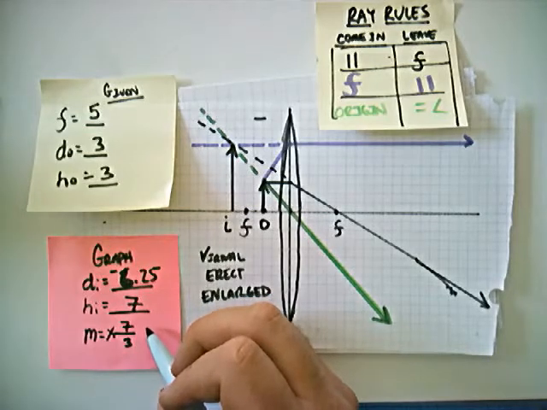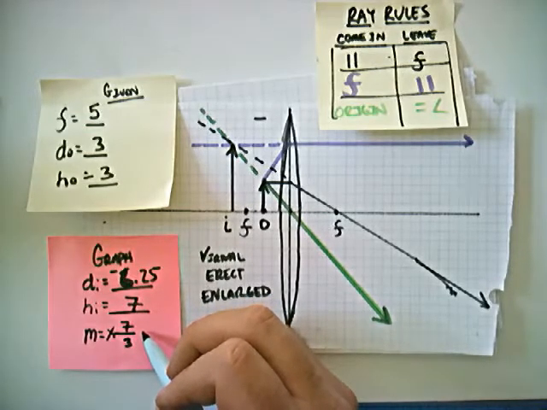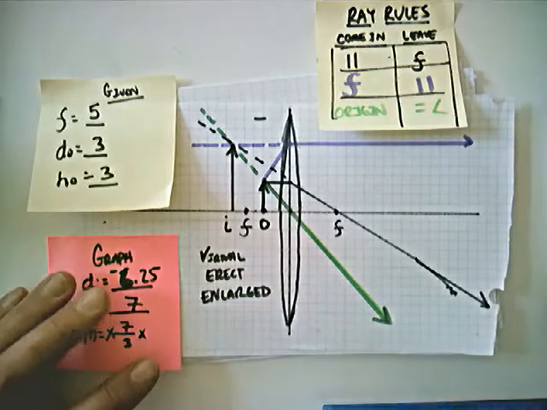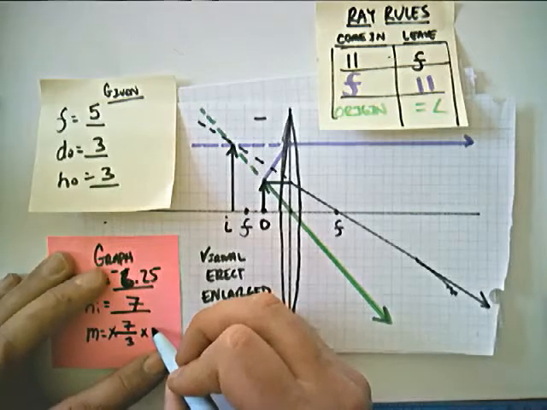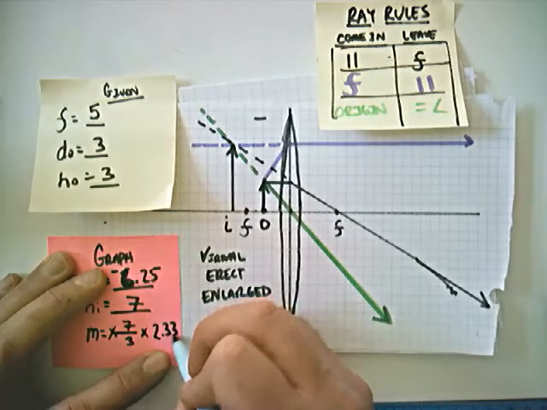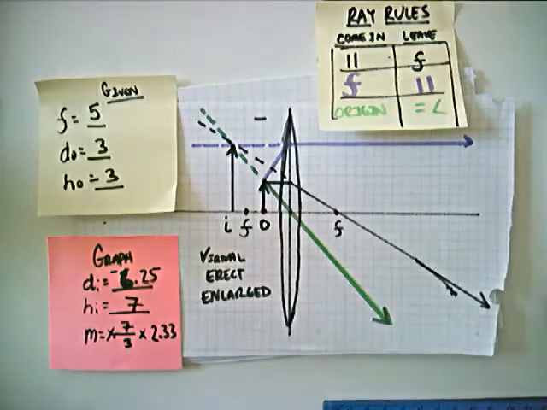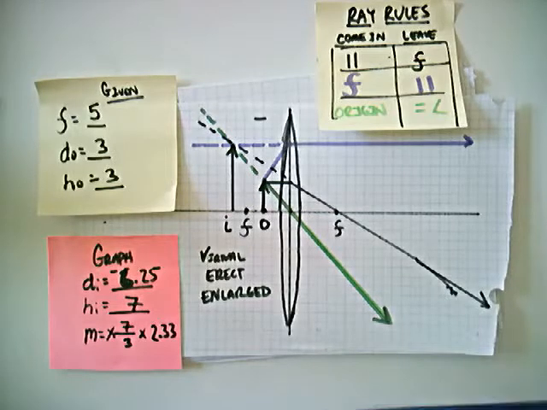2 and a 7th. How about that? Times 2 and 1/3. 2.33, and it's positive, meaning it's erect. So our graph results are matching our describing words, which is always good.